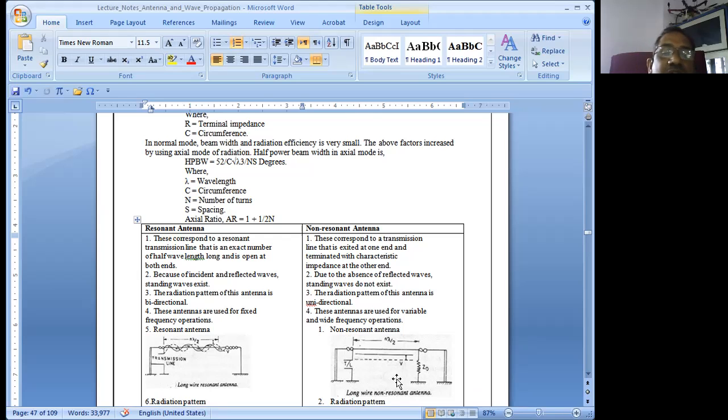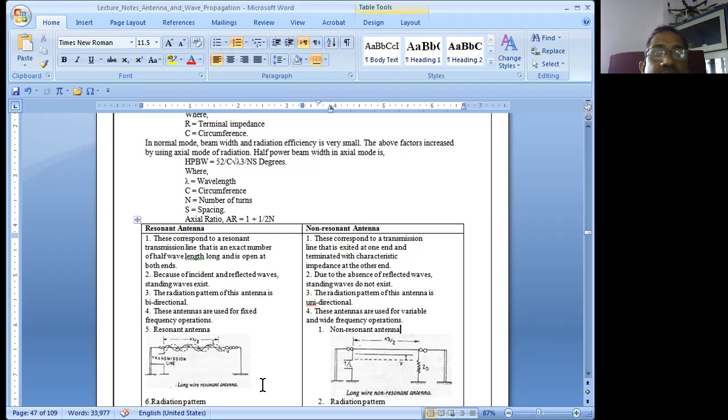Because of this reason also, we can say standing waves do not exist in this type of pattern. So the radiation pattern of this antenna is bidirectional. That means it is two-way. Radiation can be done from this side as well as this side; one side can be radiation, the other can be reception. So from either way we have radiation. This end radiates some amount of radiation, and this end also radiates some amount of radiation.